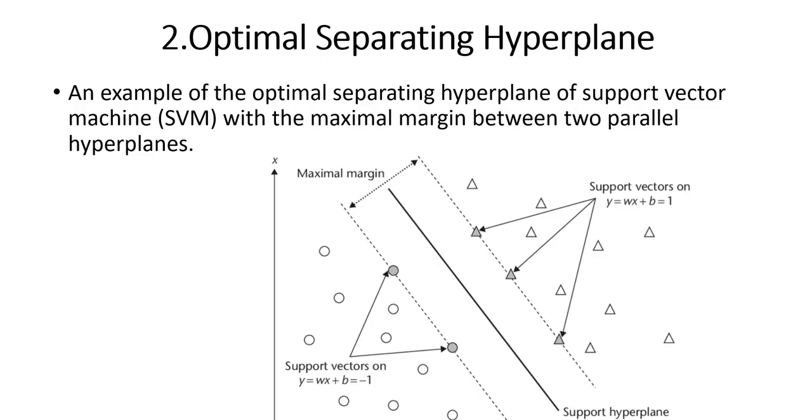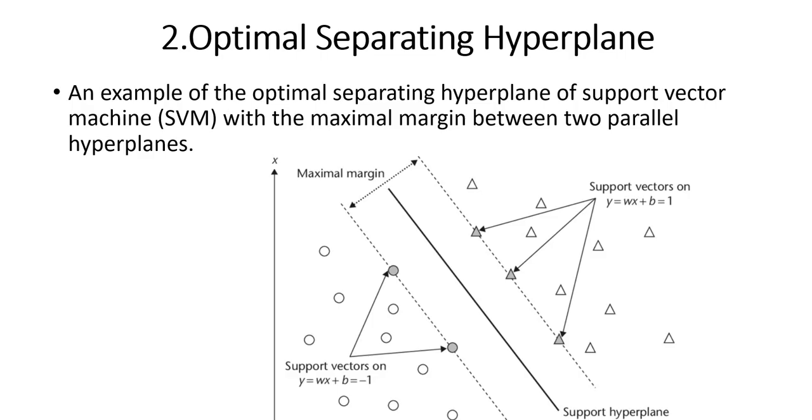In a two-dimensional feature space, this boundary is simply a straight line. In higher dimensional space, we call it a hyperplane. The equation of the central hyperplane shown in the figure is y = wx + b = 0. Here w represents the weight vector and b represents the bias or intercept. This hyperplane divides the feature space into two regions. All points on one side are classified as one class, and points on the other side are classified as the second class.